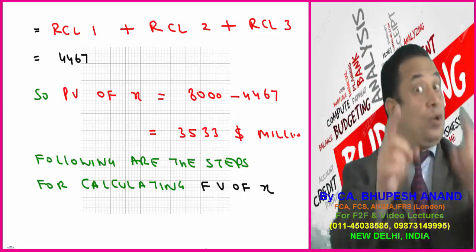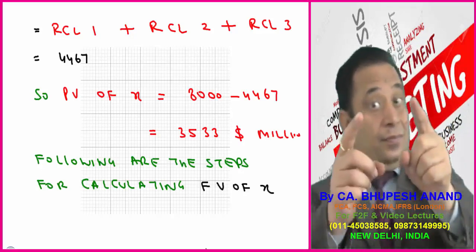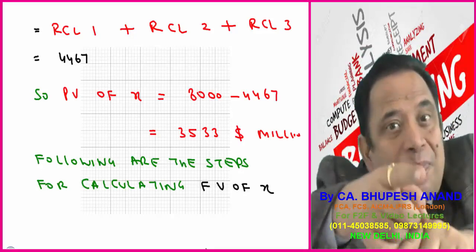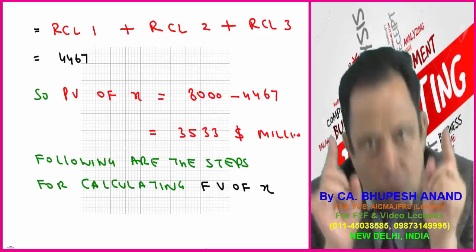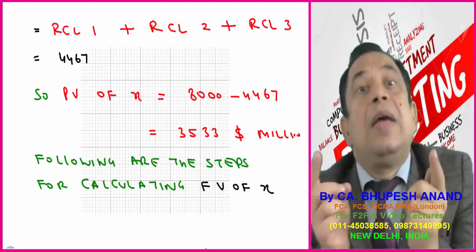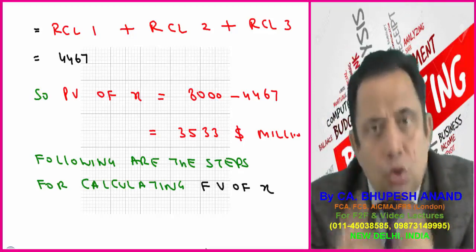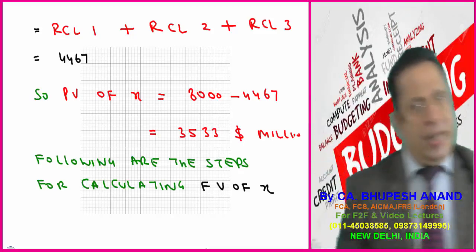But we have to calculate future value of cash flow 2. This is present value of cash flow 2. We have to calculate future value of cash flow 2. No problem. Again, I will be using TVM row.